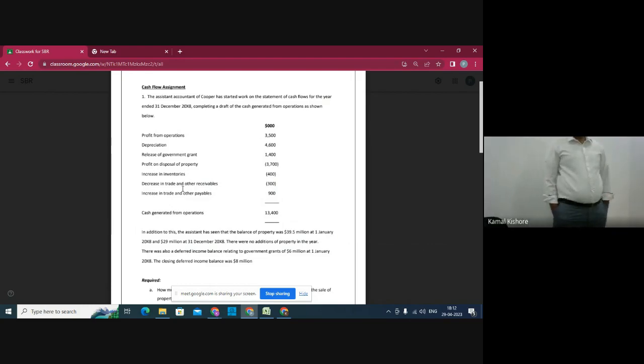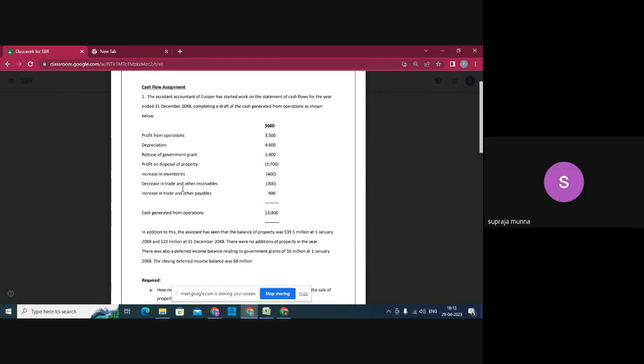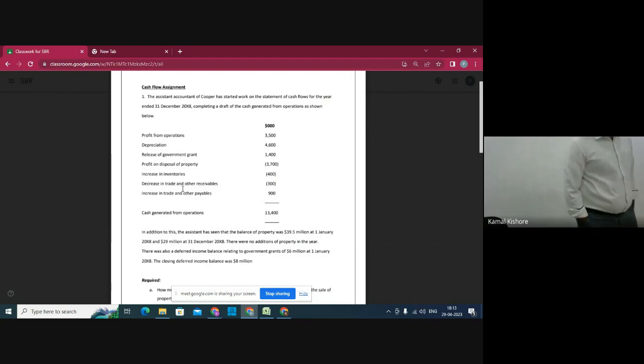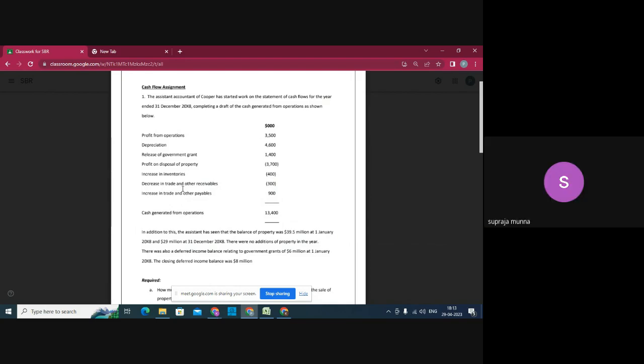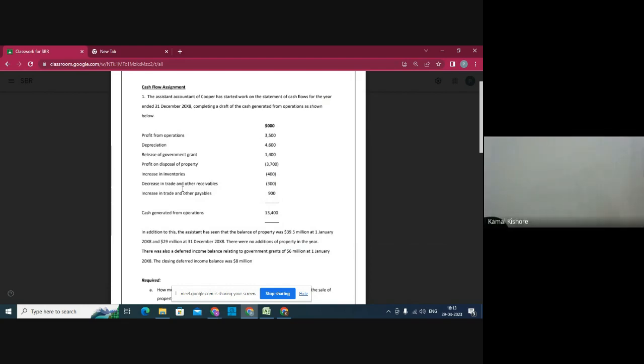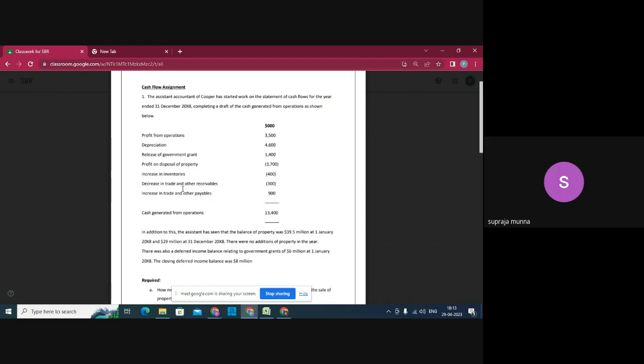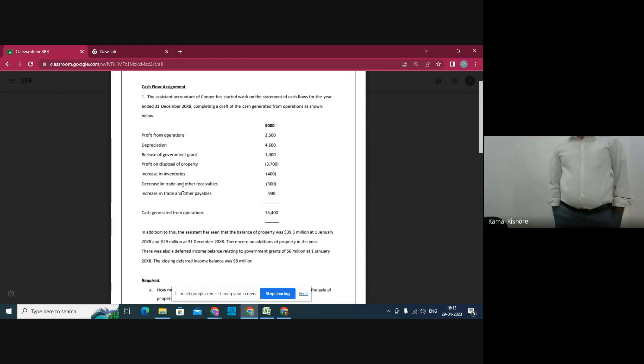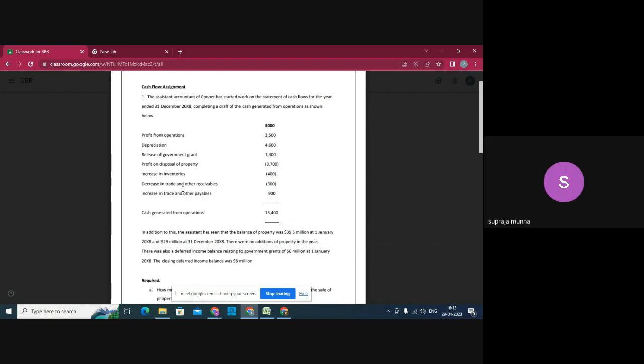Increase in payables. It's a cash. Increase in payables. We are not paying money. That's why there is an increase in payables. So that 900, is that correct or not correct? I think it should be minus 900. We are not paying any amount. So if you are not paying, it will increase the cash. So that means it should be plus 900 only, right? Yes. Correct. So very simple.